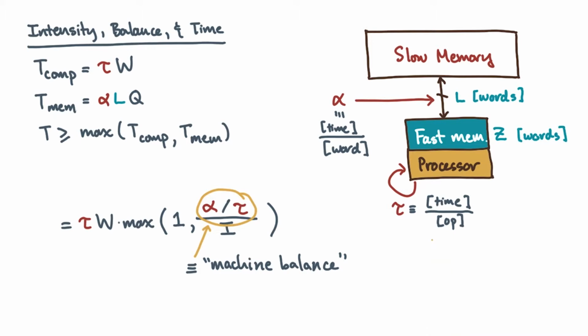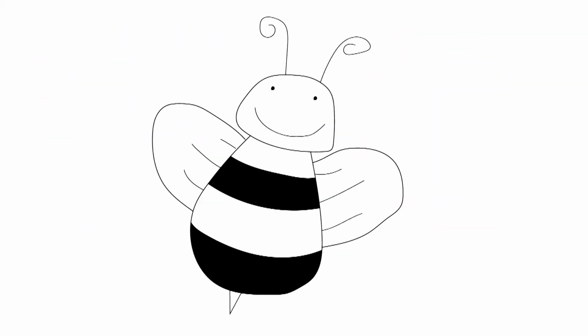In the literature, it's sometimes referred to as the machine's balance point, or just machine balance. And just like intensity, it has units of operations per word. In other words, this ratio tells you how many operations can be executing in the time that it takes to move a word of data. Machine balance is kind of a special parameter, so let's replace it with a symbol, capital B. That's B as in Buzz.